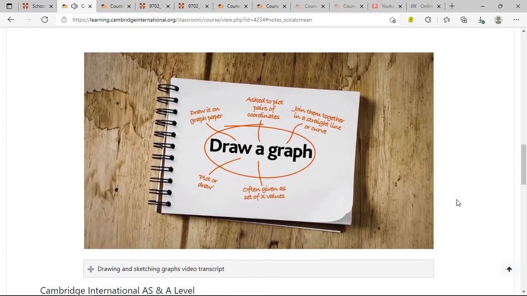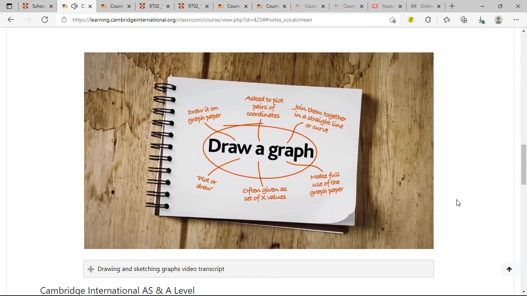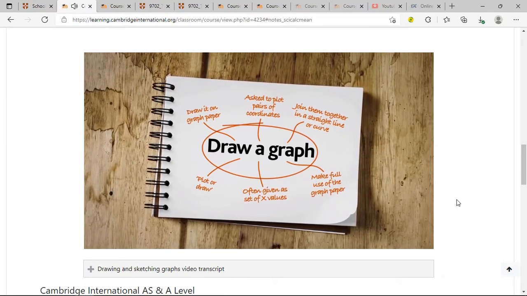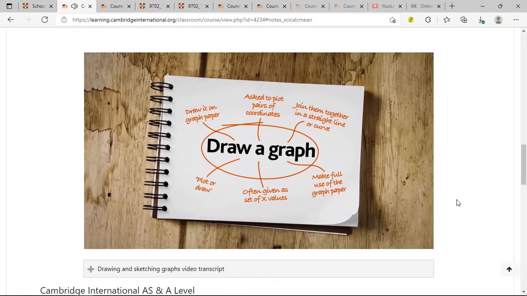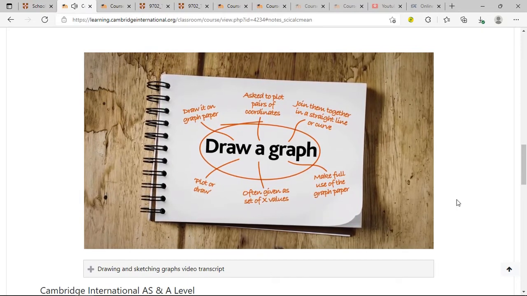If you're not given a set of x values, then you should make full use of the graph paper you are given. You may also need to draw a graph accurately because you have to use it in some way. For example, you may have to find an appropriate solution for an equation.